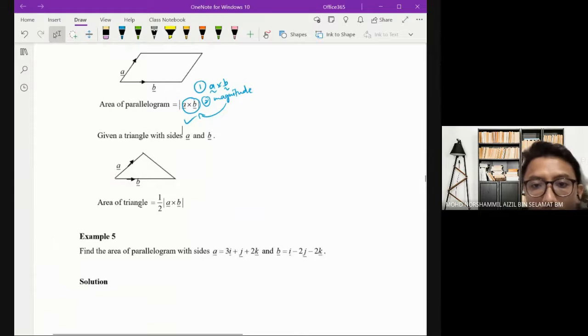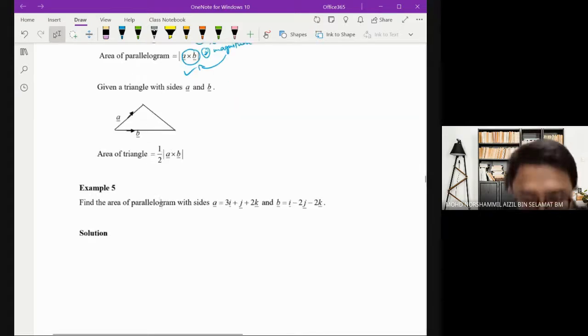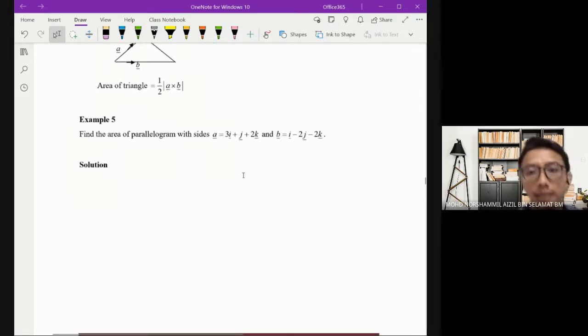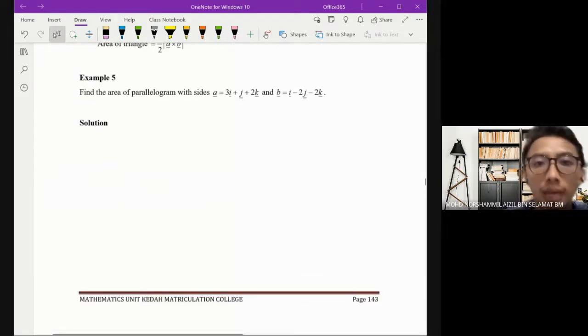Area of a triangle is the same, but we have a half in front. A triangle is half of a quadrilateral, so we have to take half. That's all. The idea is to find the cross product and then the magnitude of the vector, and we will get the area. Okay, let's find out. This one is easy, no problem.